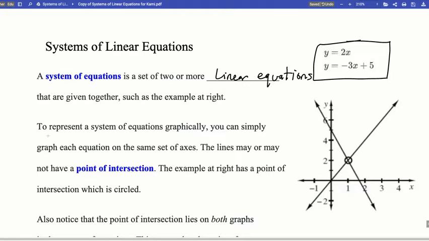linear equations. To represent a system of linear equations graphically, you can simply graph each line on the same set of axes. The lines may or may not have a point of intersection. In this case, they do. This is their point of intersection where they intersect with each other, and this point is (1, 2).